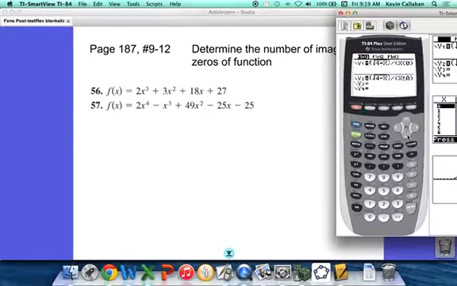Y equals 2x to the third plus 3x squared plus 18x plus 27. Okay, there's a total of 3 zeros. How many of them are real? 1. How many are imaginary? 2. That's it. Okay.